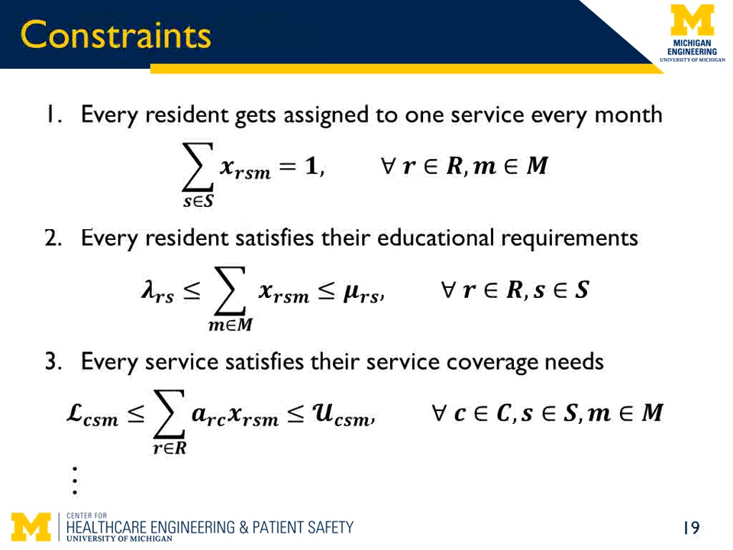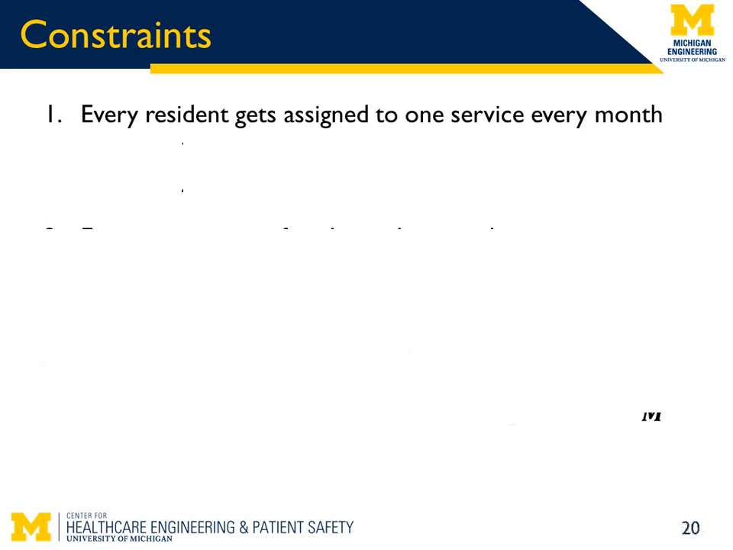So here are three of the basic constraints that are in this model in particular. There are several more, and I'll describe them briefly, but for these, I'm going to walk through the math to give you some idea of how we build these models. So the first one is that every resident gets assigned to one service every month. We don't want to double assign you because you can't be in two places at once, and we don't want to leave you off the list of residents that are working because then you're losing out on education.